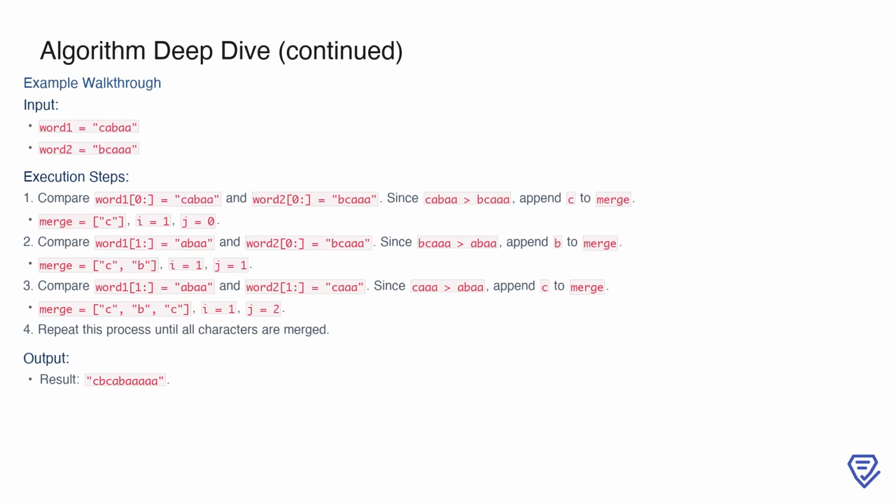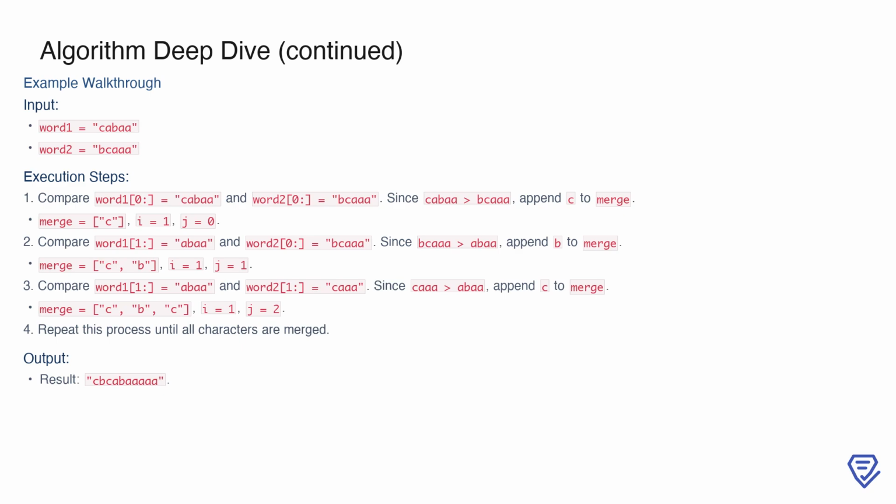To solidify our understanding, let's walk through an example. Given word1 equals kaba and word2 equals ka, we start by comparing word1[0:] equals kaba and word2[0:] equals ka. Since kaba is lexicographically greater, we append k to merge, resulting in merge equals k, and increment i to 1. Next, we compare word1[1:] equals aba and word2[0:] equals ka.